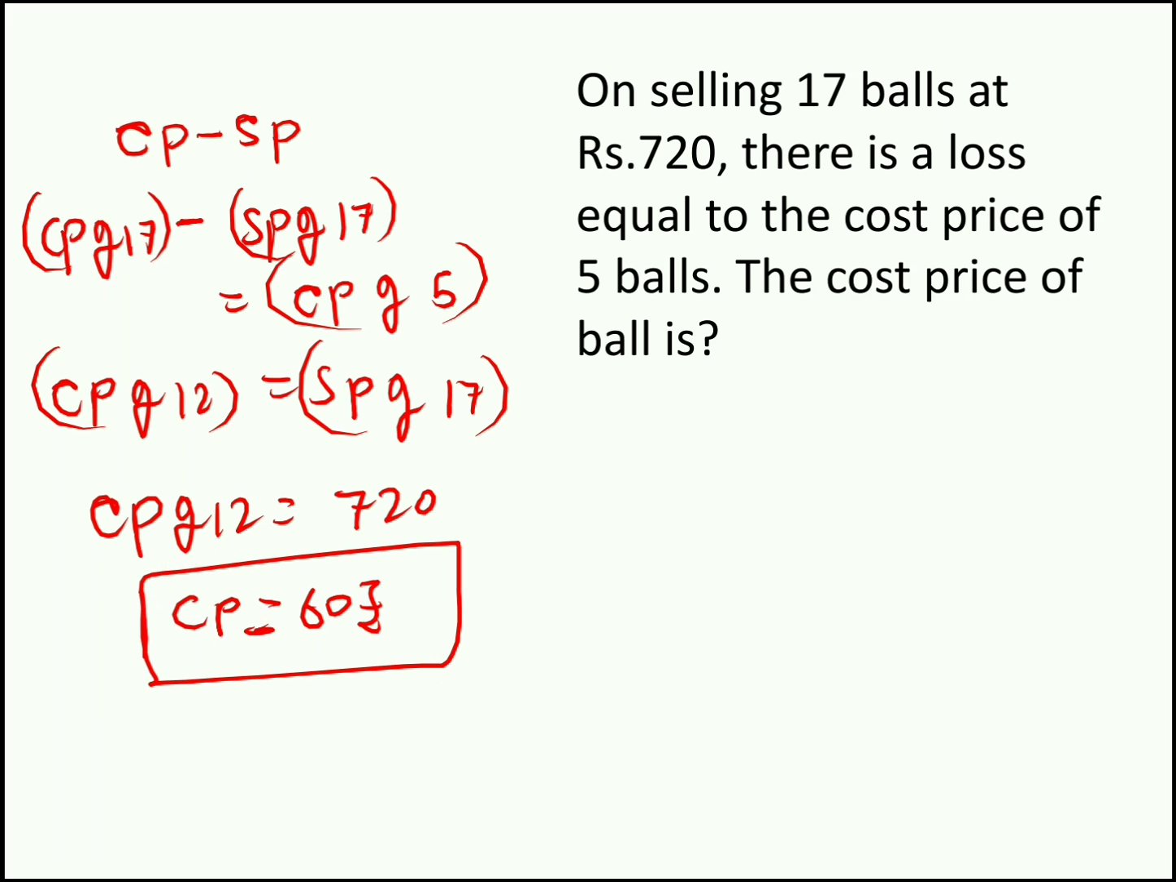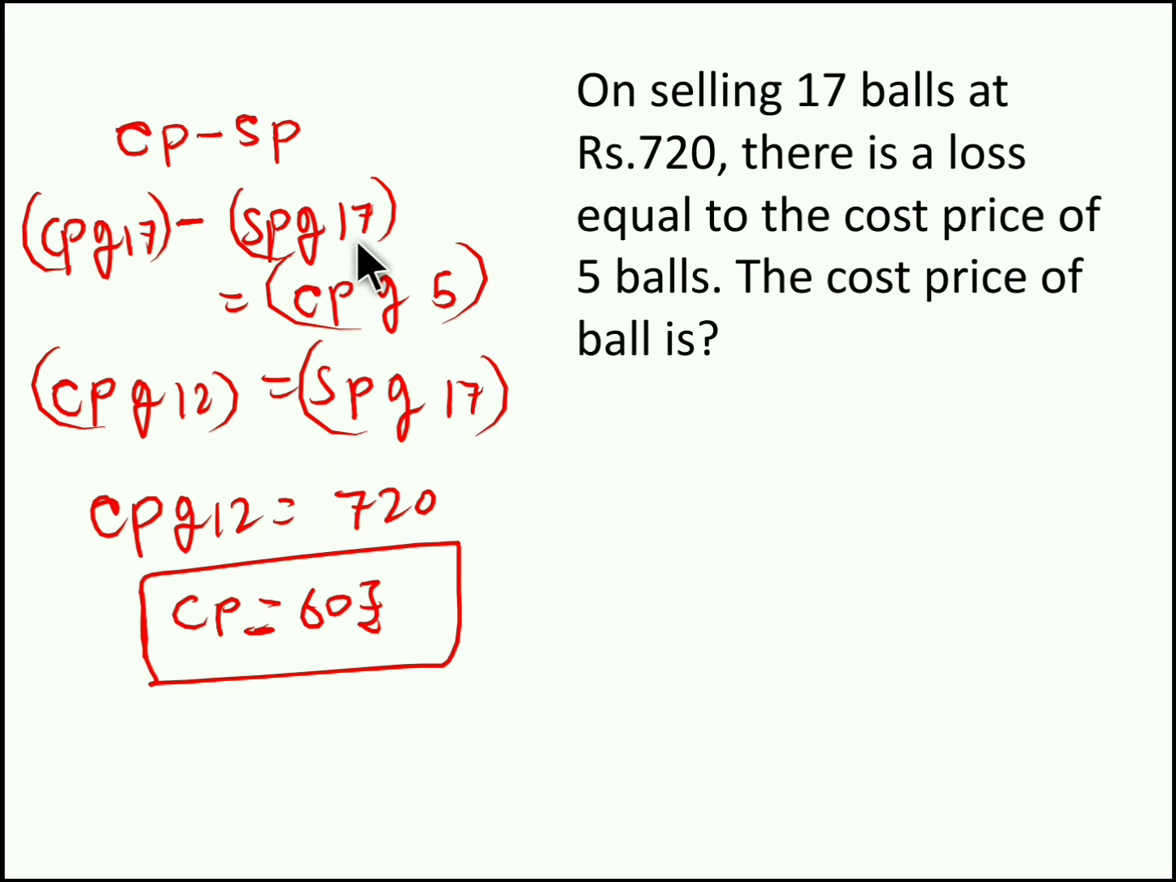Let me repeat the same question one more time for your understanding. In the question it is given: on selling 17 balls at rupees 720, there is a loss equal to cost price of 5 balls. So in this transaction there is a loss. Here the guy is selling 17 balls, and the loss is equal to the cost price of 5 balls. So how can you find the loss? Loss is nothing but cost price minus selling price.